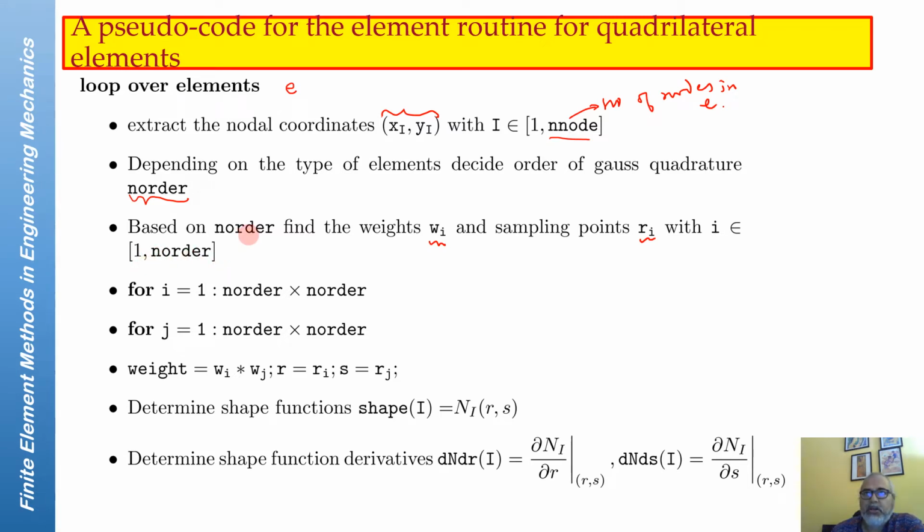So if you do a second order Gauss quadrature as you would do for a Q4 element, then you will have two W's and two R's, which will be minus 1 by root 3 and plus 1 by root 3, and both the W's will be 1. If you go for third order, then you will have some minus something, 0, plus something as the R's, and W's will be, I think, 1/3, 1/3, 1/3. So depending on the order that you choose, you will have a list of W's and a list of sampling points between -1 and 1.